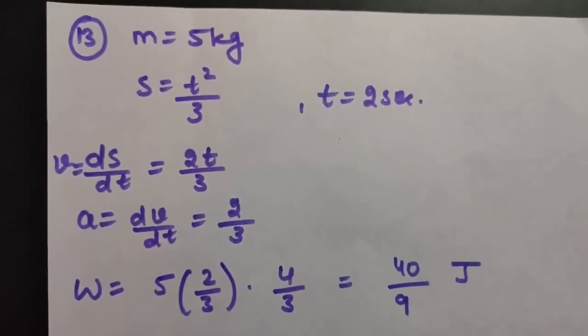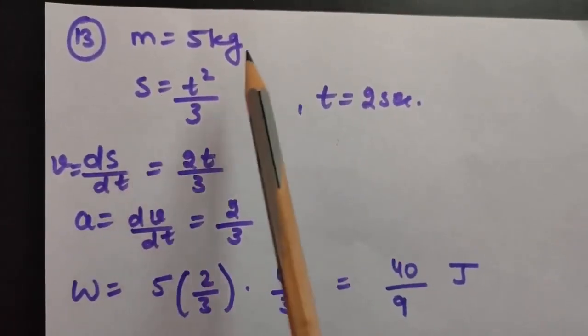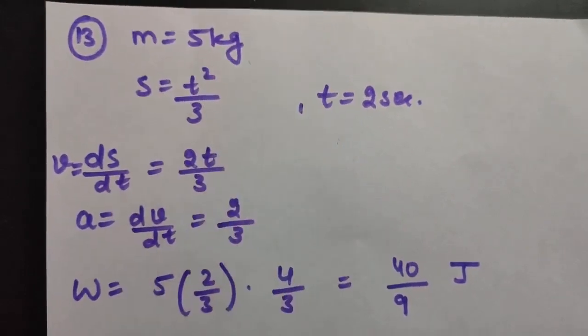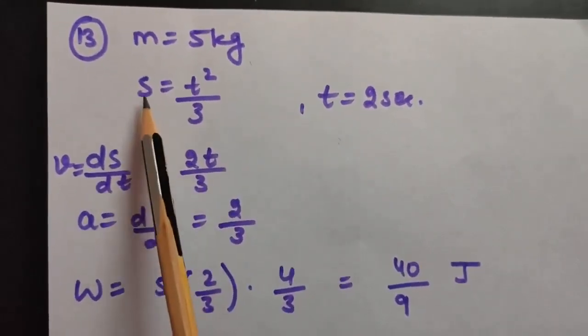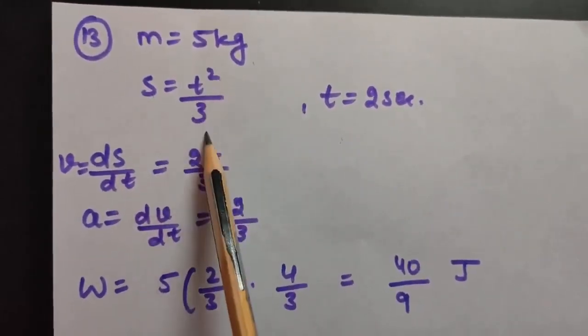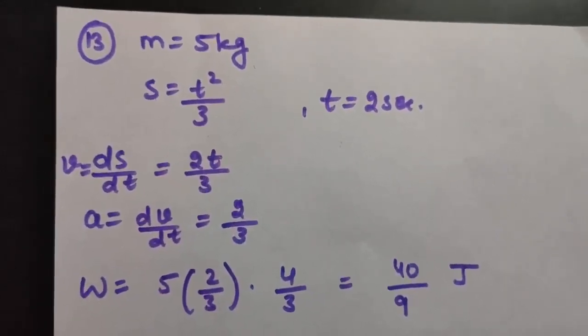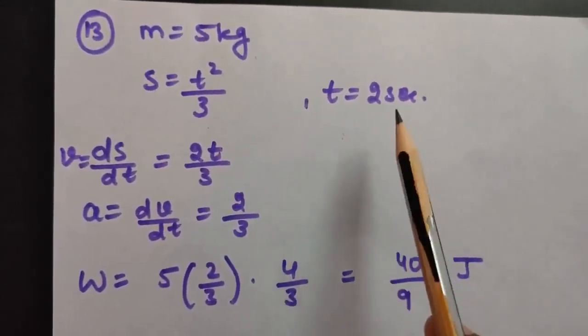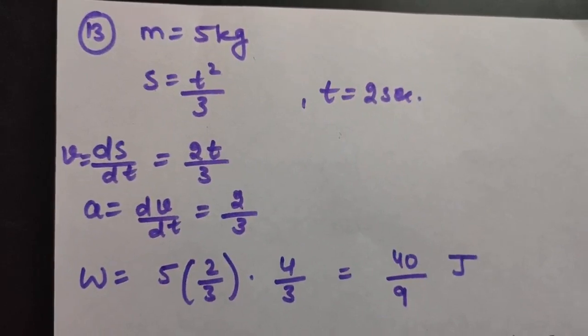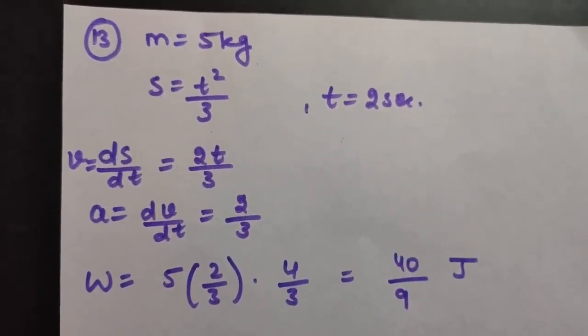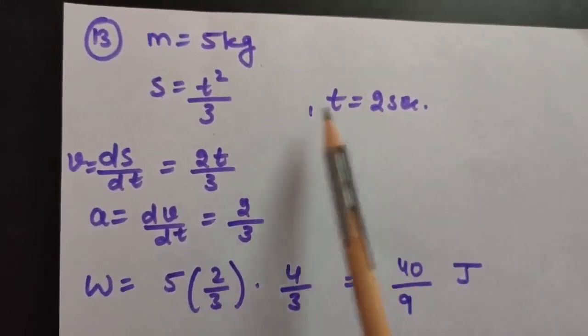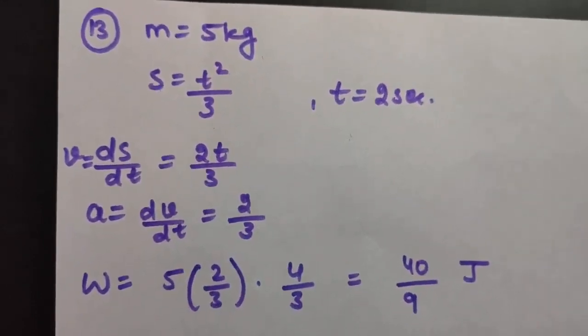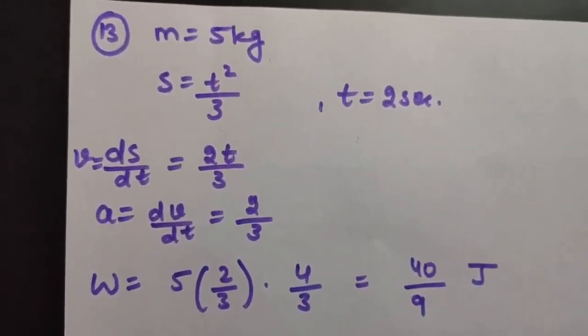Okay, in 13th question, you are given a body of mass 5 kilogram, and the displacement and time are related by s equals t square by 3. So you have to calculate the work done in 2 seconds. Okay, so again, work is force into displacement. First of all, let us calculate acceleration, because for work done we need force, and to calculate force we need acceleration.